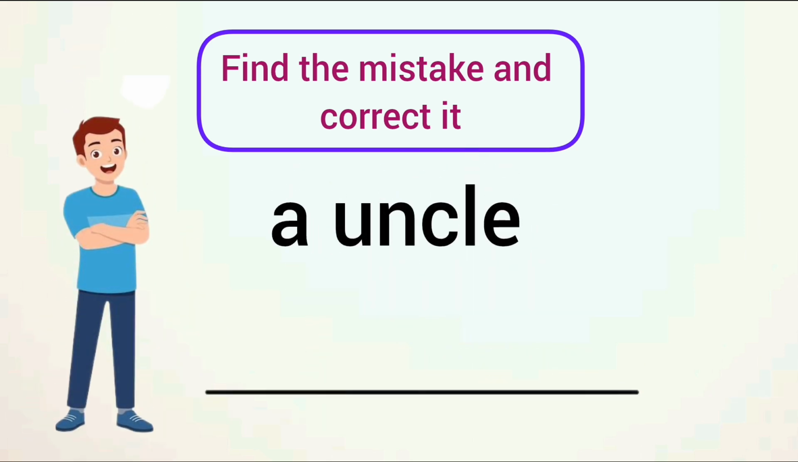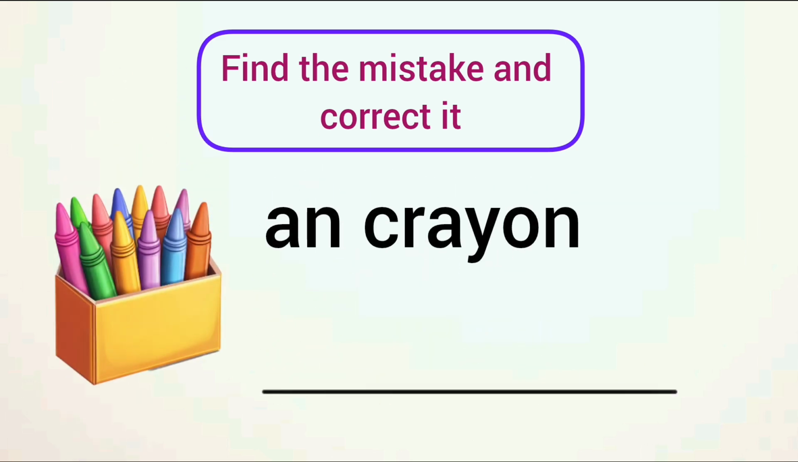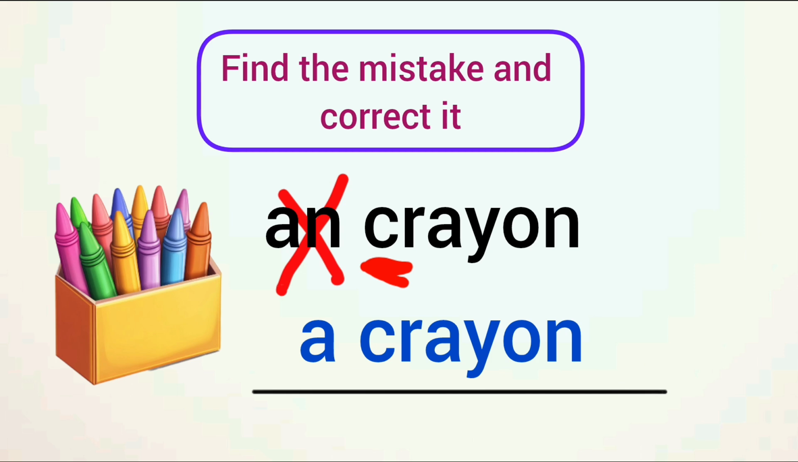A uncle. Uncle begins with U. It's a vowel, so you write an uncle on the line. An crayon. Crayon begins with C, a consonant, and we use a with consonants, so you write a crayon on the line.